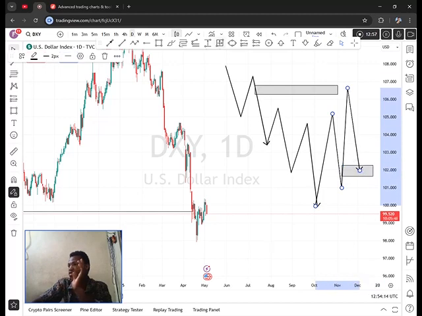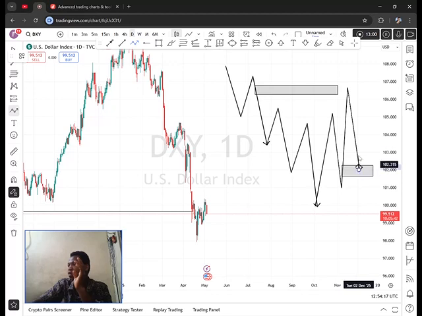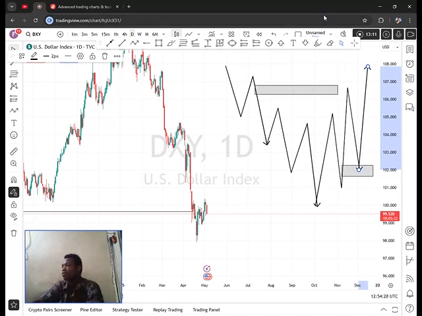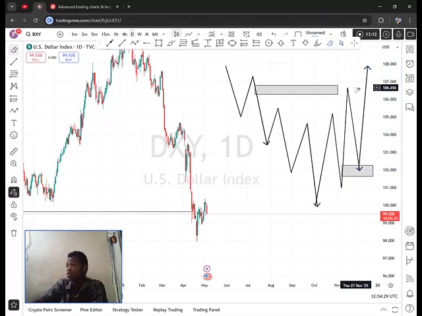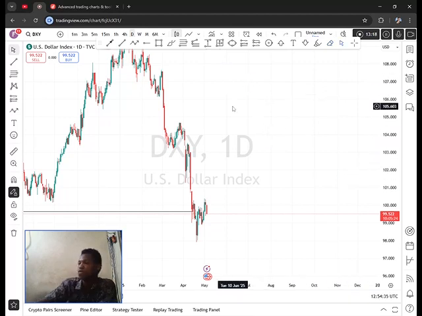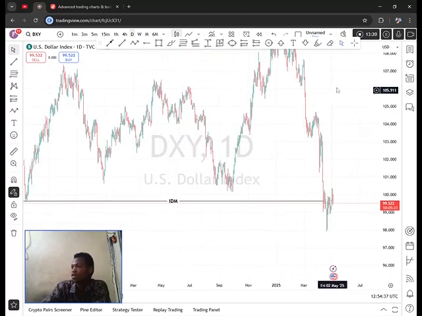So now, I just allow price to sell back into this order block. Then the bullish order block takes over and makes this one a breaker block, whatever they call it. But it's called a breaker block. So that's what I'm trying to tell you right here.